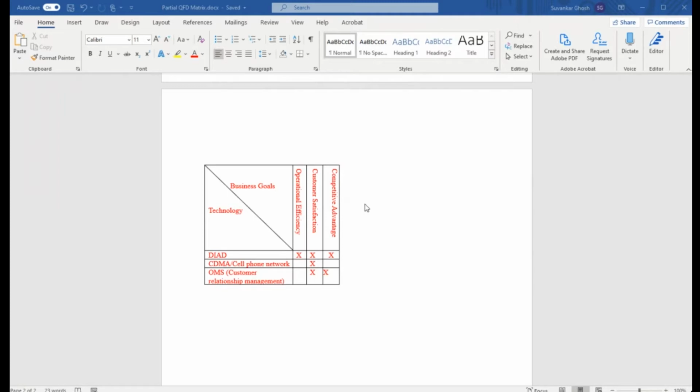Well, I meant real-time tracking of packages. Yes, real-time tracking. Okay, so even that wouldn't count as a business goal. That could certainly count as a technology. It might be part of some larger technology that it has.